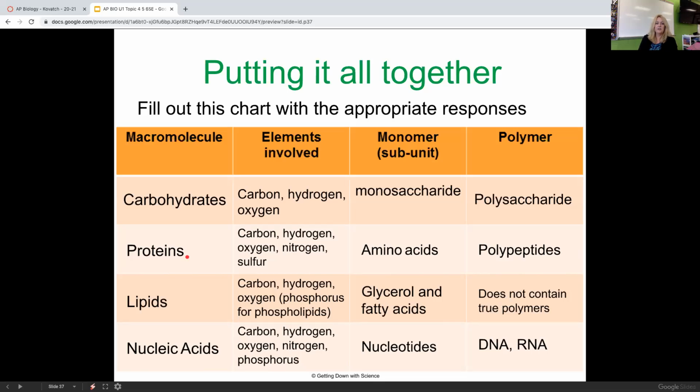Nucleic acids are made of carbon, hydrogen, oxygen, just like a carbohydrate, nitrogen, just like a protein, and phosphorus, just like a lipid. Nucleotides are the subunit or the monomer form, and the polymer forms are DNA and RNA.